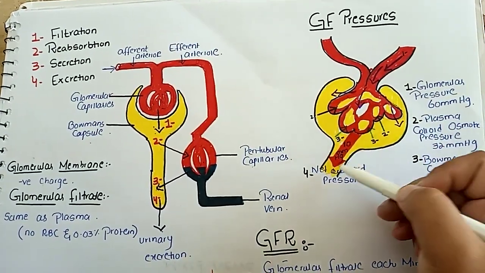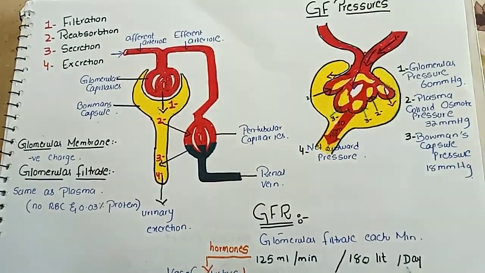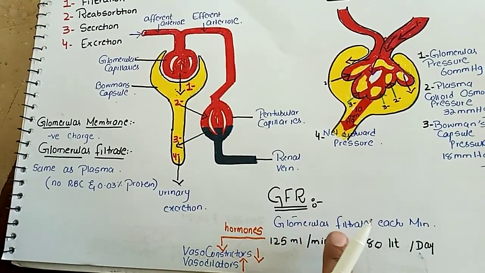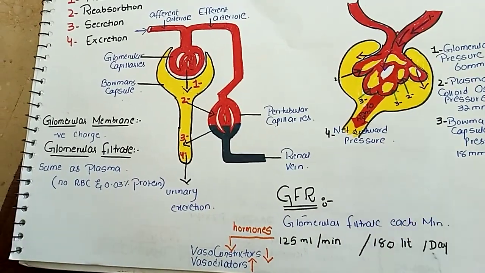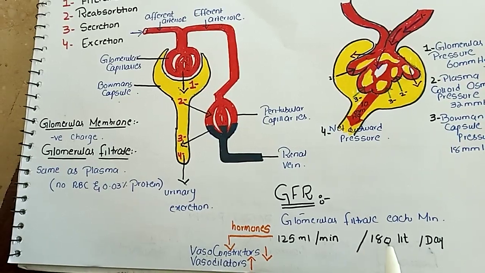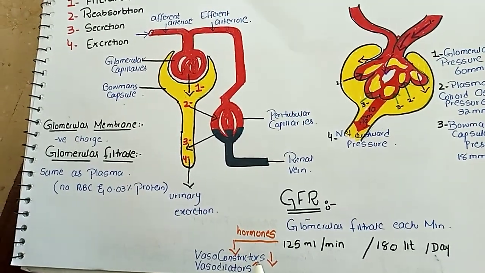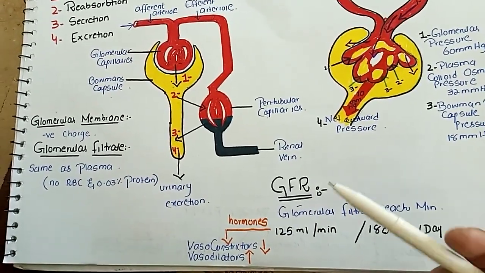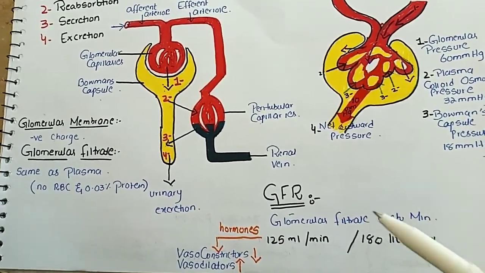So there are two outward pressures and two inward pressures. Now I will explain the glomerular filtration rate. Glomerular filtration rate is the rate of glomerular filtrate formation per minute, and its value is 125 ml per minute or 180 liters per day. As for the action of hormones, vasoconstrictor hormones like epinephrine or norepinephrine will always decrease the GFR, and vasodilators like prostaglandin will always increase the GFR.